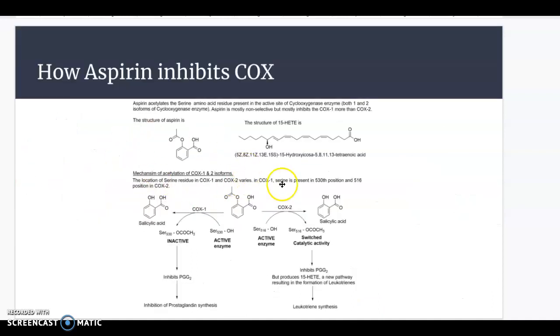So this diagram here details how aspirin inhibits COX specifically. Again, like I mentioned earlier, aspirin acetylates the serine amino acid residue present in the active site of the cyclooxygenase enzyme, both the 1 and 2 isoforms. And aspirin is mostly non-selective. However, it inhibits COX1 more than COX2, which is very important. So here's the structure of aspirin. And this structure is 15-HETE, which will come into play later.